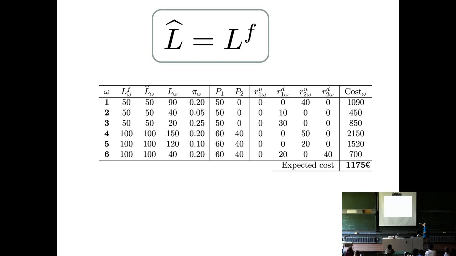Okay? These are the redispatch decision variables. You can see this because I'm going to use this format for the table during all the presentations. These are the dispatch decision variables. This is the forecast, the estimate of the load in the forward dispatch. In our case, it's equal to the forecast because this was our decision. This is the actual load and the respective probability of the scenario.